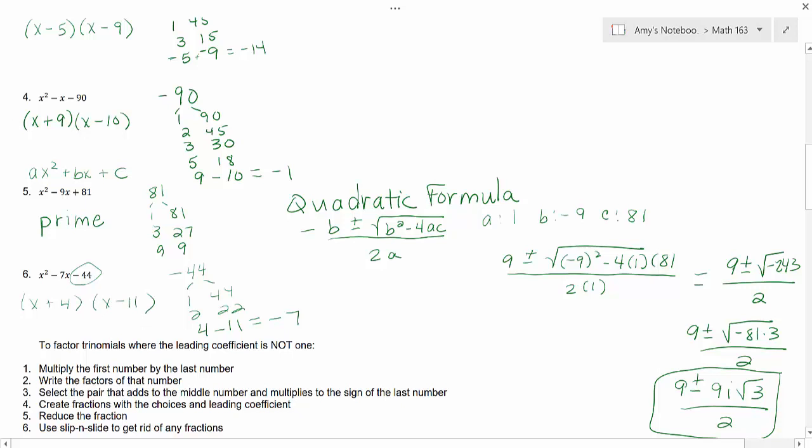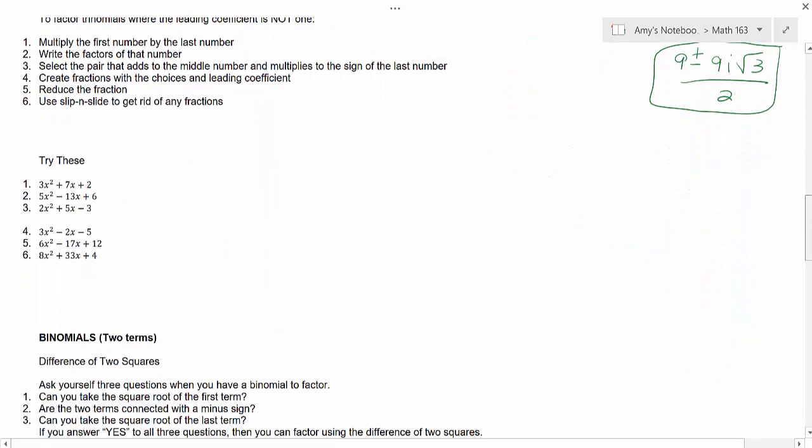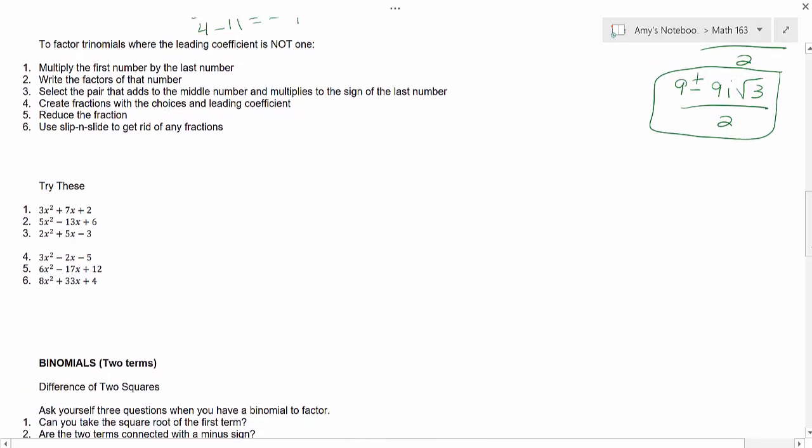Now the next section in your packet, when you look at it, is factoring trinomials where your leading coefficient is not 1. So here you can see all the way down, our leading coefficient is not 1. I'm going to look at number 1.